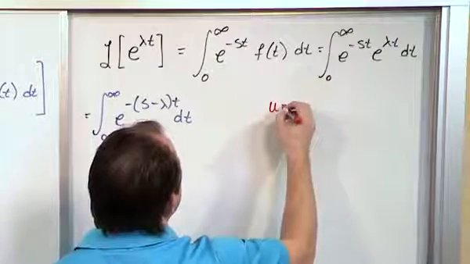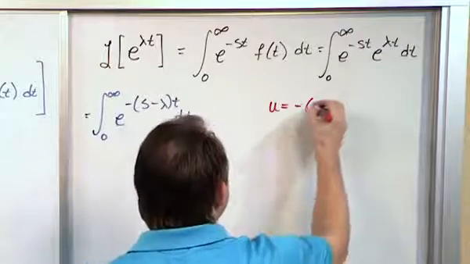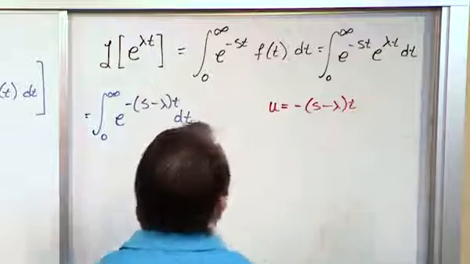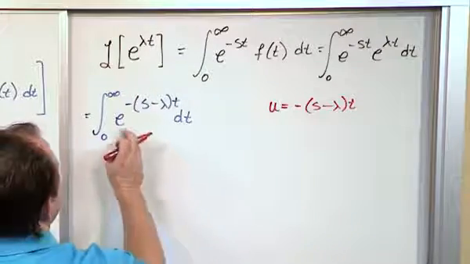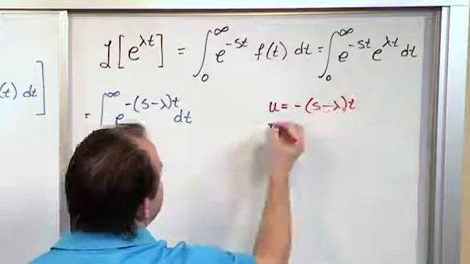And so what you would do is you would say u is equal to minus s minus lambda, right, t. So we want to make a substitution because we want to make it an easy integral to solve. So when I do this off to the side, I'm doing a substitution.